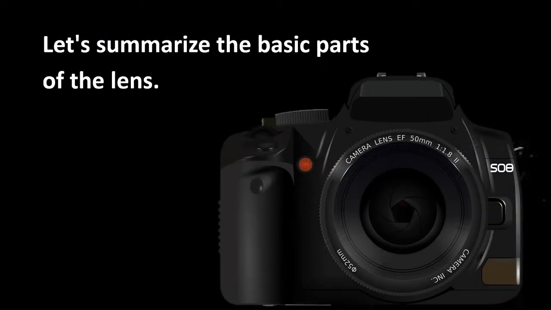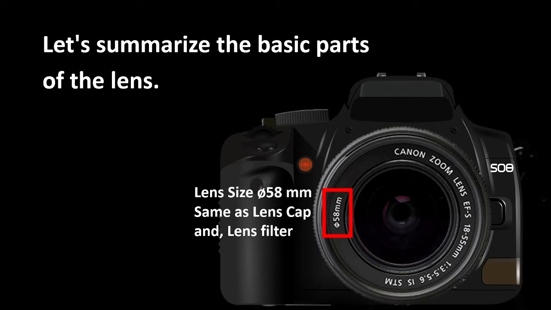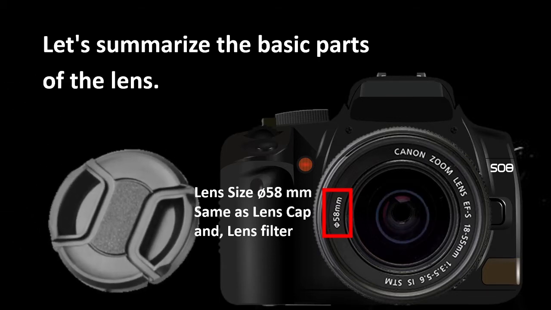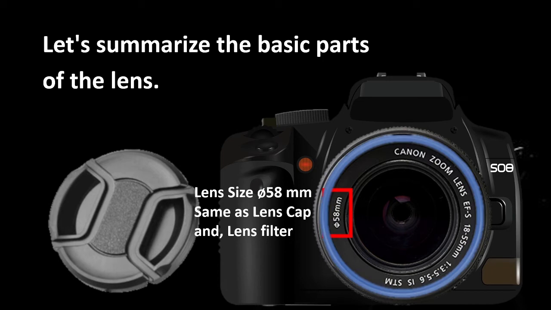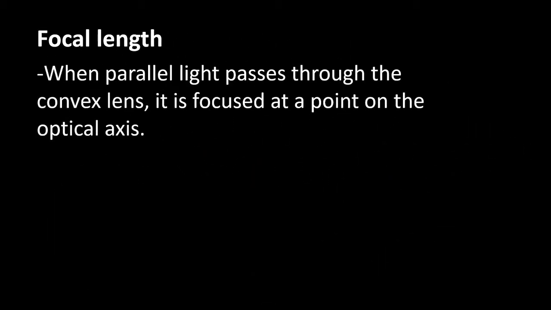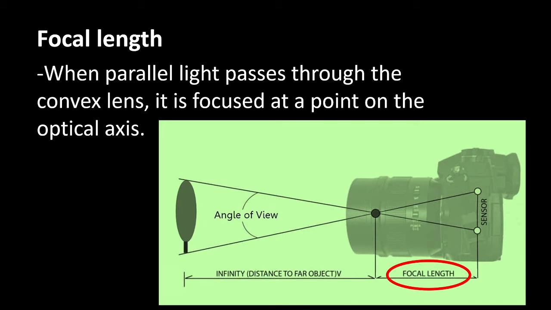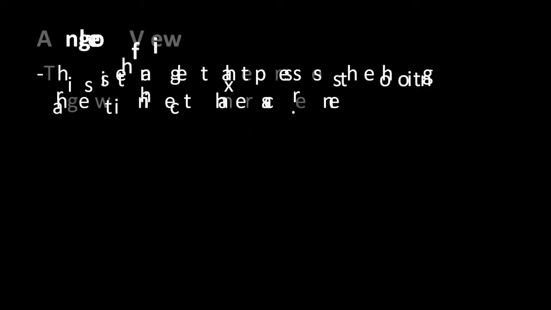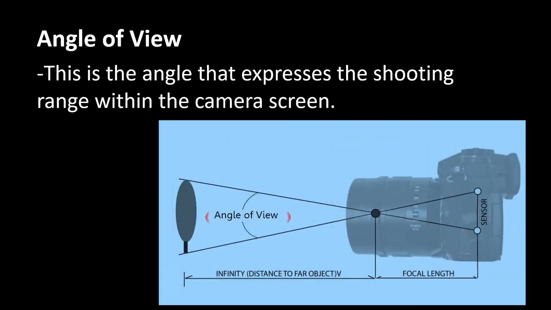Let's summarize the basic parts of the lens. Focal length. When parallel light passes through the convex lens, it is focused at a point on the optical axis. This point of convergence is the focal point of the lens, and the focal length is the distance from the center of the lens to the image sensor. Angle of view. This is the angle that expresses the shooting range within the camera screen.